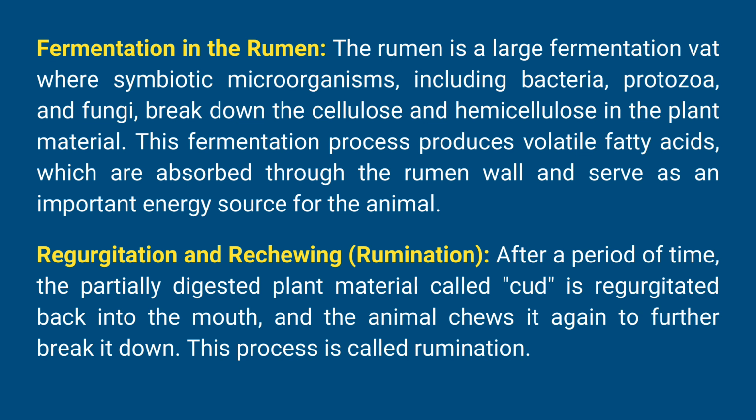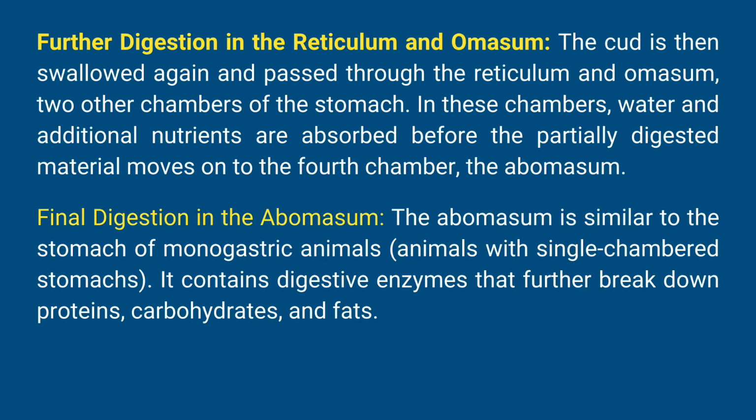Rumination. After a period of time, the partially digested plant material called cud is regurgitated back into the mouth, and the animal chews it again to further break it down. This process is called rumination. Further digestion in the reticulum and omasum. The cud is then swallowed again and passed through the reticulum and omasum to other chambers of the stomach.